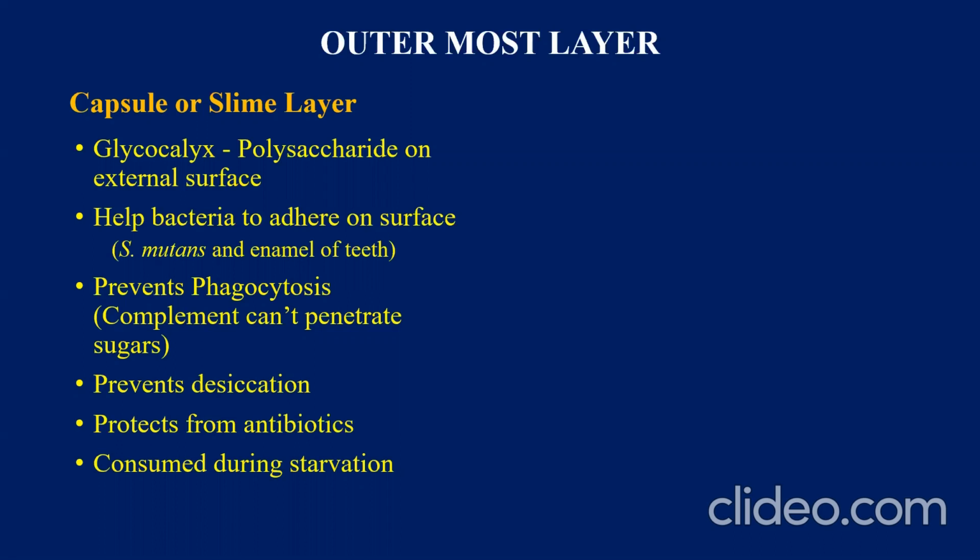It helps the bacteria to adhere on the surface. For example, S. mutans adheres on the enamel of teeth with the help of this glycocalyx. It prevents phagocytosis because complements cannot penetrate the sugars. It prevents desiccation. It protects the bacterial cell from antibiotics and antimicrobials, and it helps during starvation because it can be consumed as a sugar.